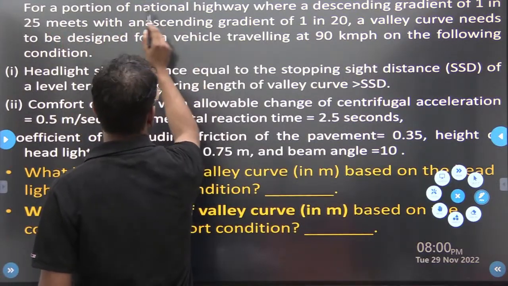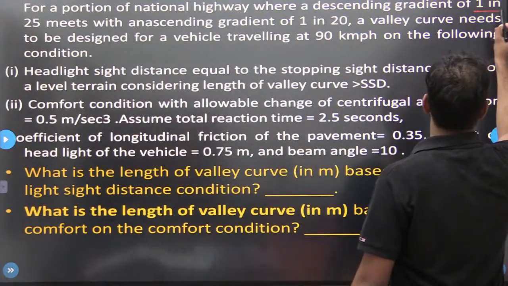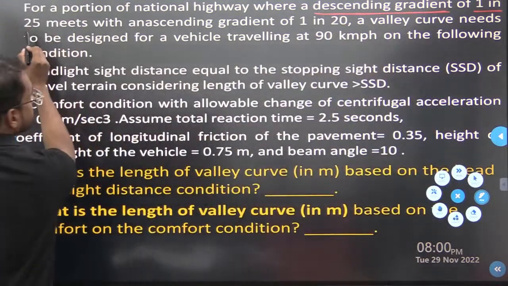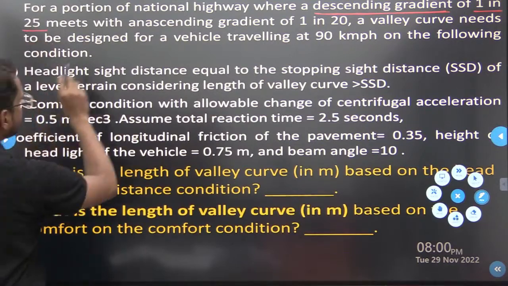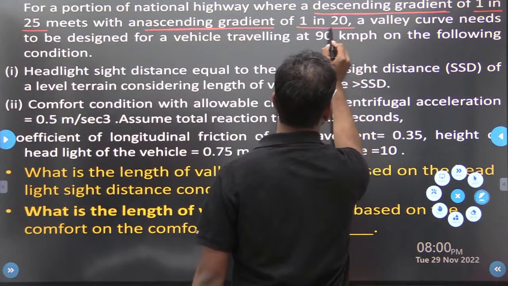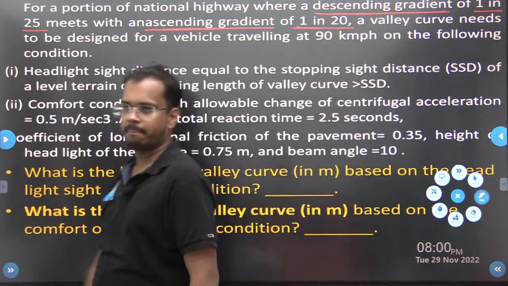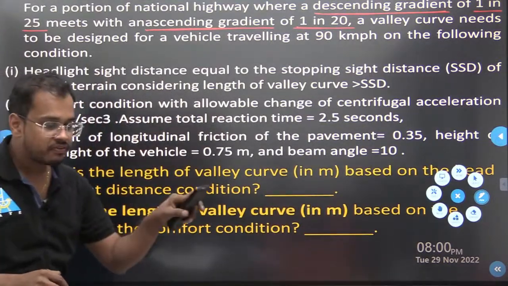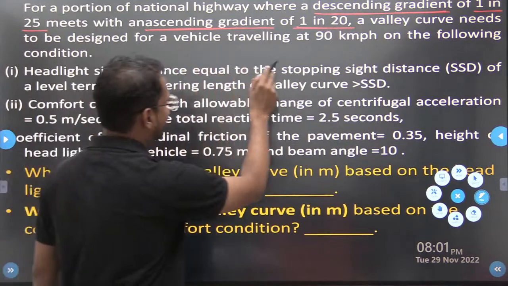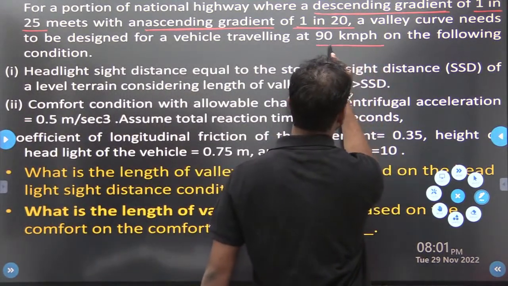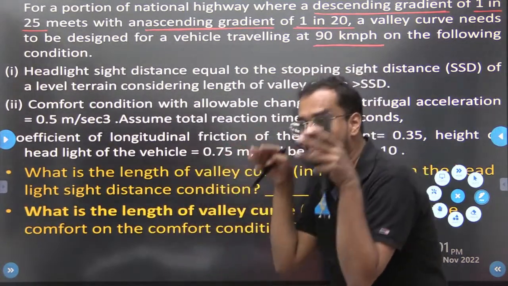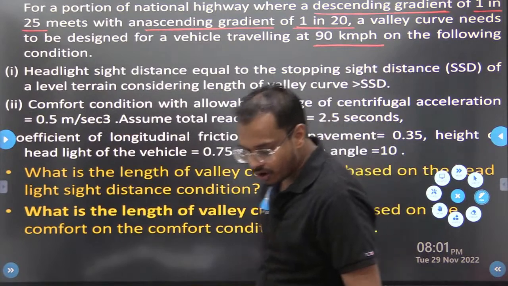for a portion of national highway where a descending gradient is 1 in 25, descending gradient, remember, meets with an ascending gradient of 1 in 20. Please read carefully. Descending gradient 1 in 25, meets ascending gradient 1 in 20. A valley curve needs to be designed for a vehicle traveling at 90 kmph speed on the following conditions. Conditions are already given in the question, my dear friend.